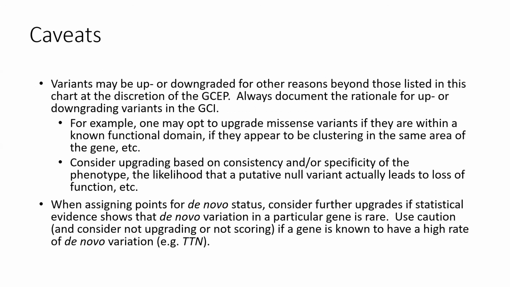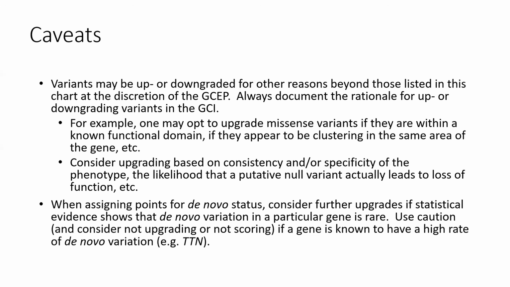Along the same lines, variants can be up or downgraded for reasons other than those that are specified in the table. Remember, the two things we specified were functional data and de novo. So for example, a GSEP may decide to upgrade missense variants if they're located within a known functional domain, or a GSEP could choose to downgrade variants observed in the setting of a non-specific genetically heterogeneous phenotype like autism in probands who had limited previous testing for other possible genetic etiologies.